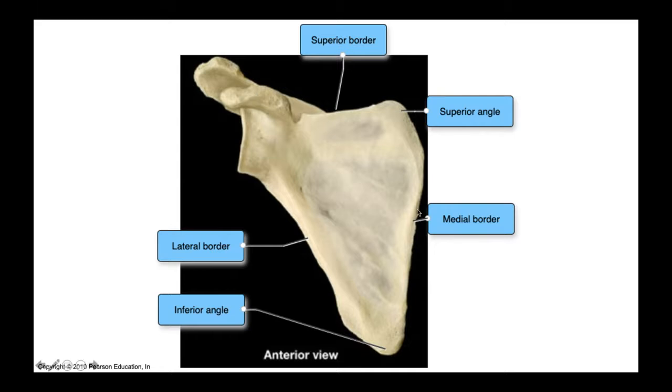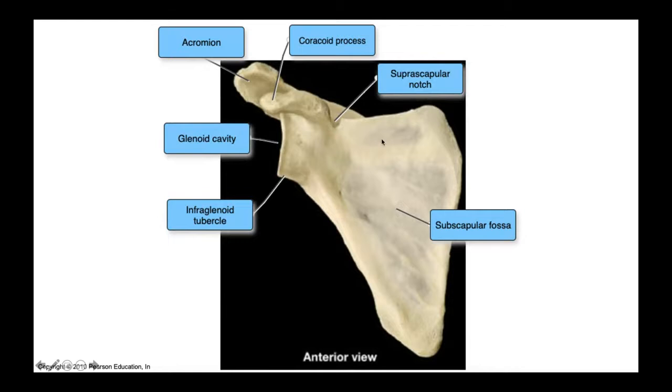The other name for medial border is vertebral border, and the other name for lateral border is the axillary border. Here's the glenoid cavity. Here's the infraglenoid tubercle, supraglenoid tubercle, coracoid process, acromion process. Okay, here again is the subscapular fossa, infraglenoid tubercle, glenoid cavity, coracoid process, and acromion process. Here's a notch, the suprascapular notch. Remember, supra means above.